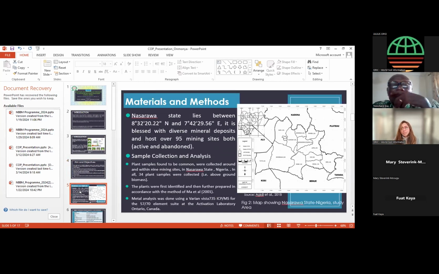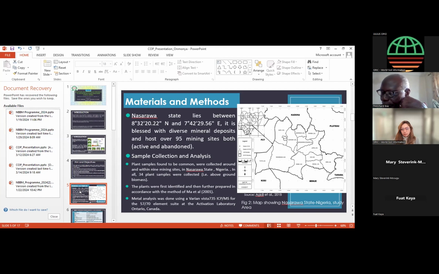My sample collection was done in Nasarawa State, which is located in the north-central region of the country. The plant samples were collected in situ; basically, plants that were seen on site were collected. This method was used because of the sparse vegetation in most of these locations, where people have been involved in mining, both at large scale and artisanal level.